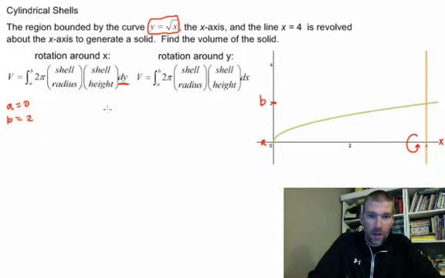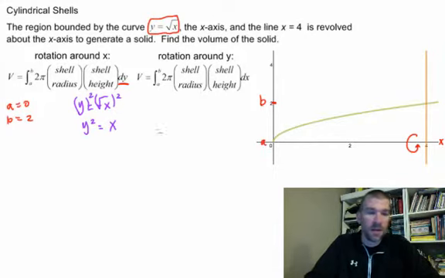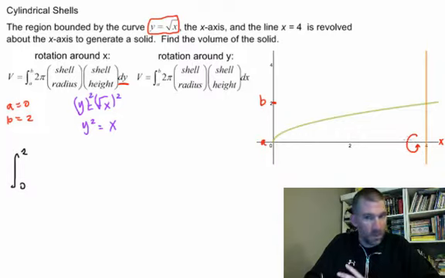So if I have y equals the square root of x, if I solve this for x, I'm going to square both sides. And that's going to get me y squared equals x, okay? So here we go. We're going to start setting up our integral. Our integral is going to go from 0 to 2 on the y-axis because we're rotating around x. It's a little bit different.